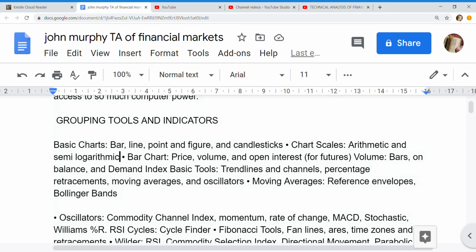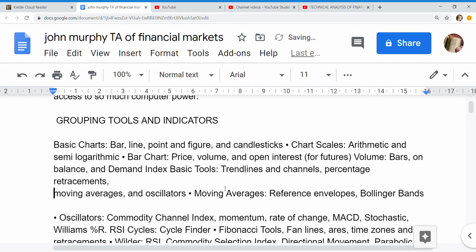Moving averages, reference envelopes, Bollinger Bands. Oscillators: commodity channel index, momentum, rate of change, MACD.